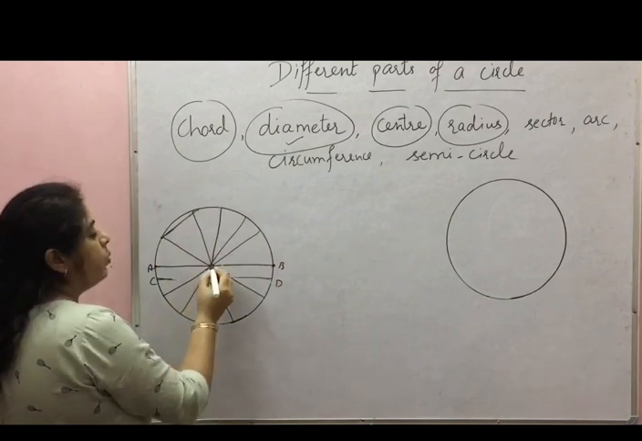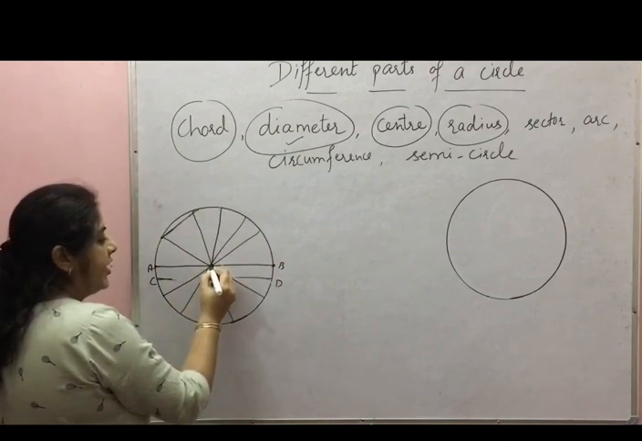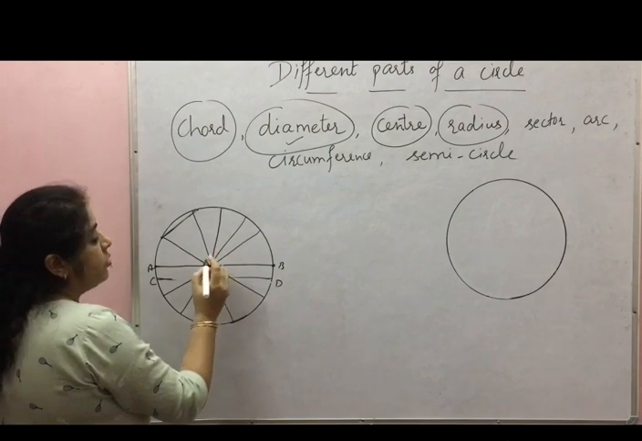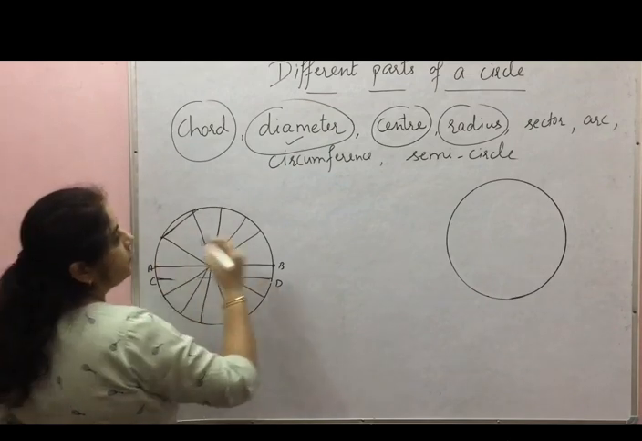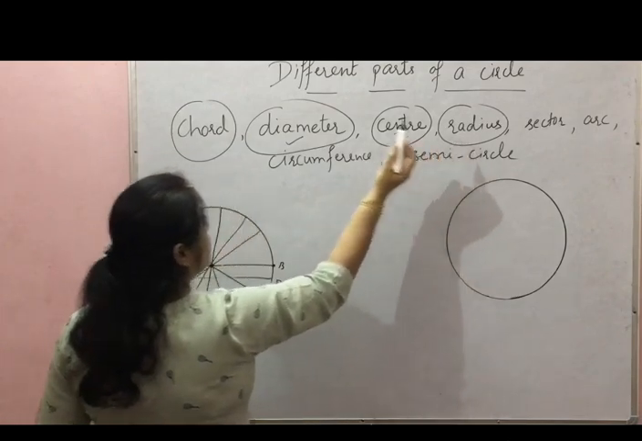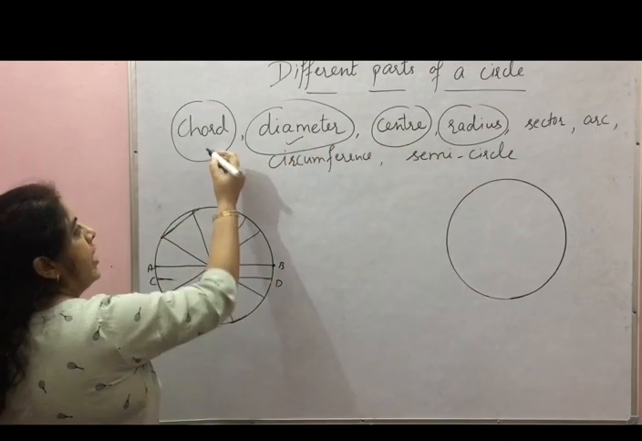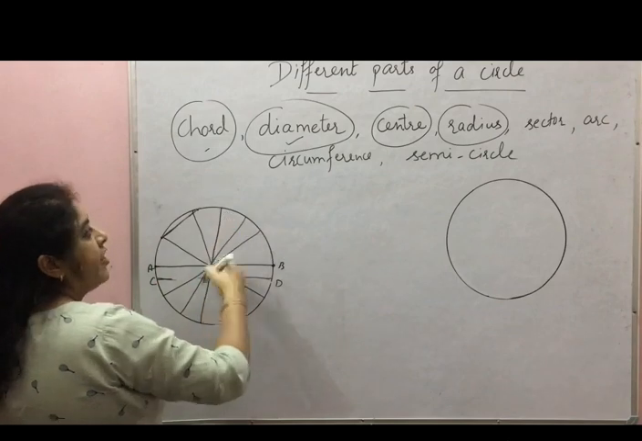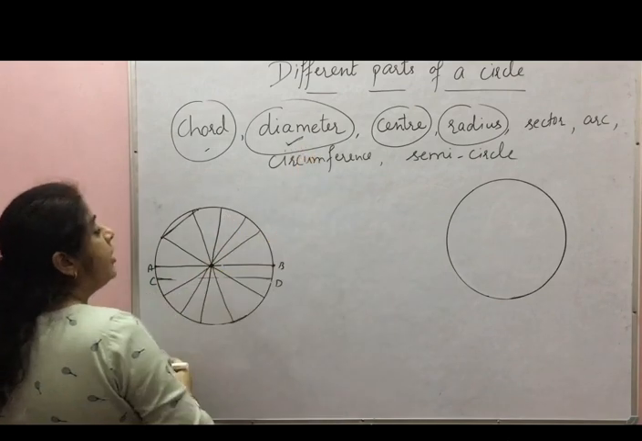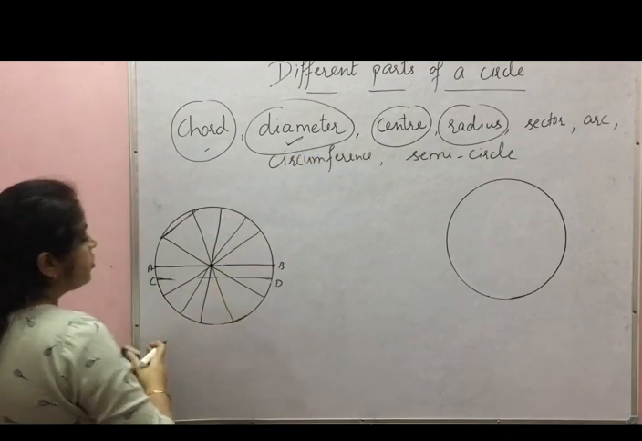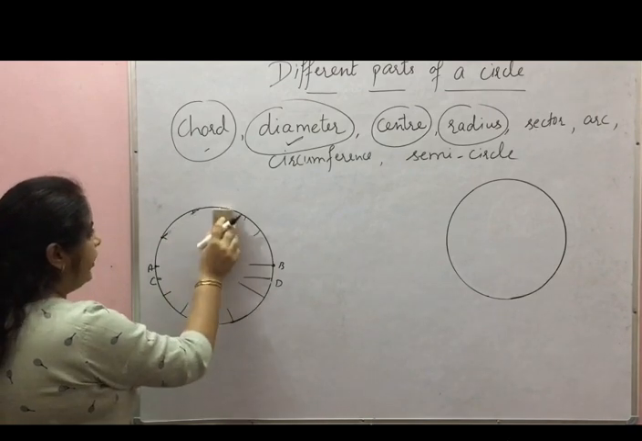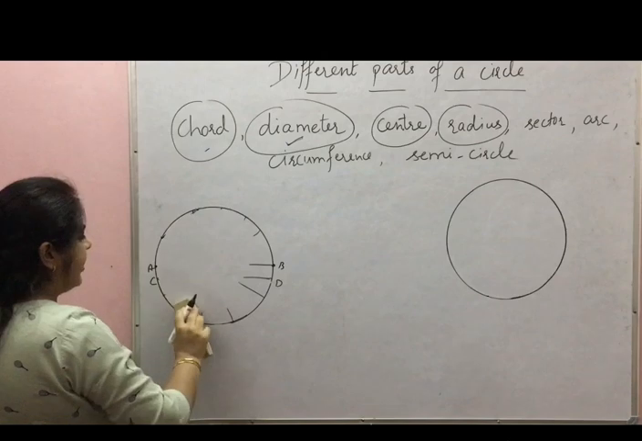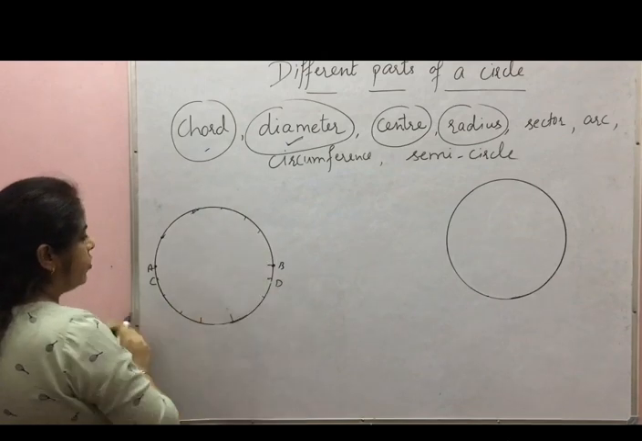So till now what we have observed, center is a fixed point. So how many centers does a circle have? Only one. How many radii for a circle? Infinite. How many chords? Infinite. How many diameters? Infinite.